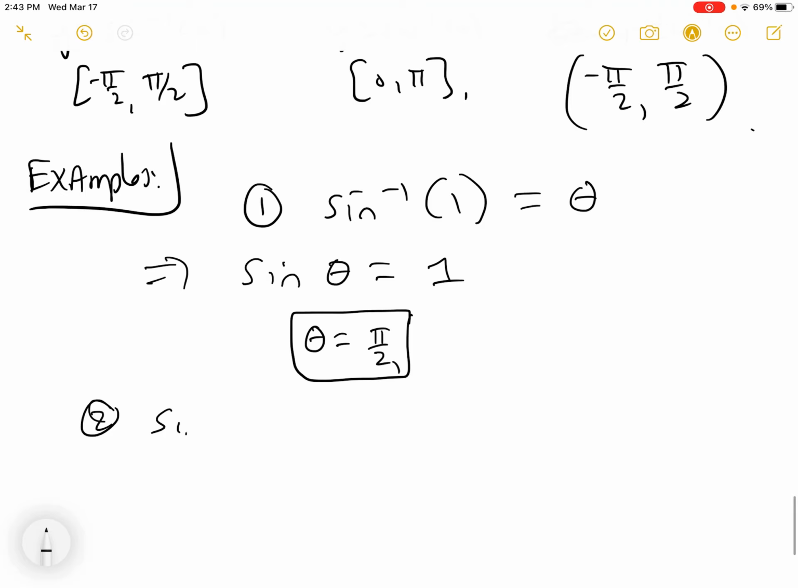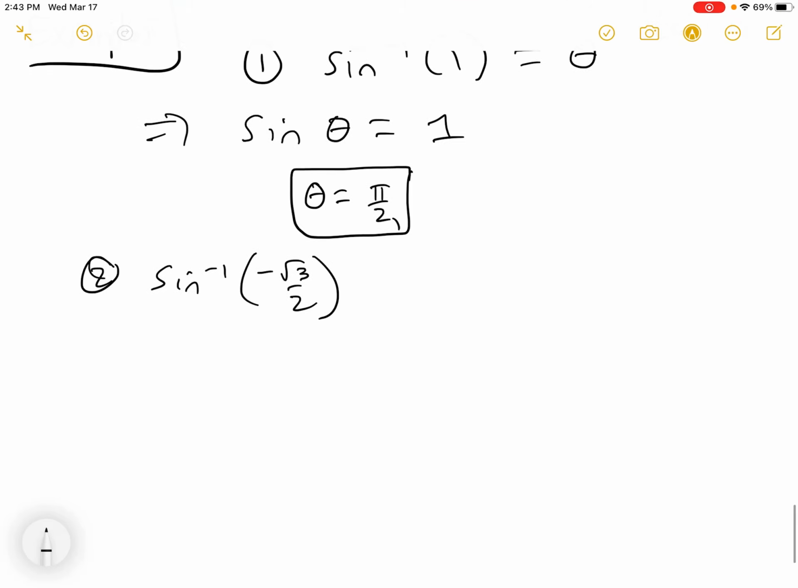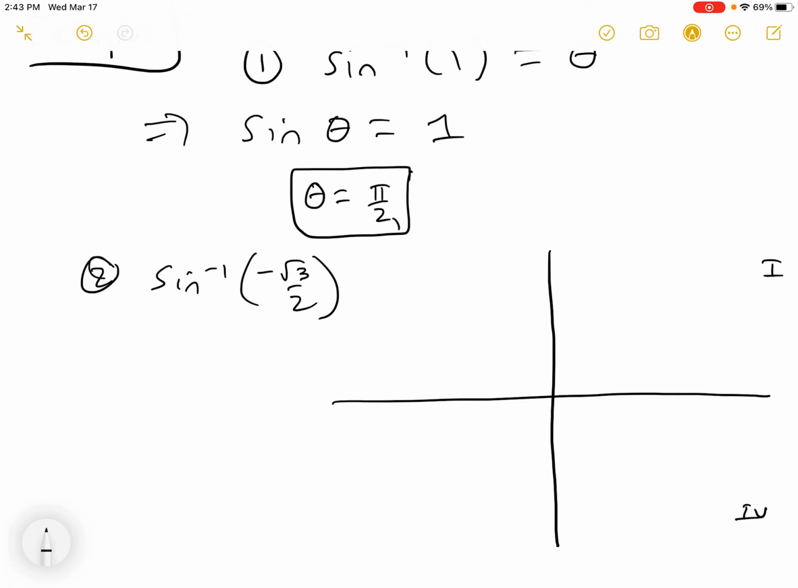So let's see here, what's the sine inverse of minus root 3 over 2? Okay, remember sine is only defined in quadrants 1 and 4, because we're going from pi over 2 to minus pi over 2. So we go down here, we make a triangle. Call this theta, and it's opposite over hypotenuse, and that's 1. So this is minus pi over 3.